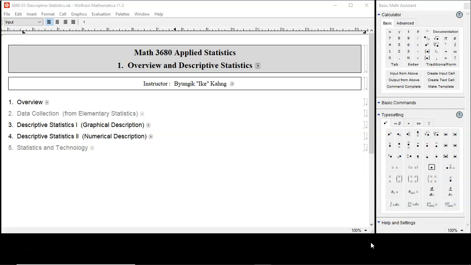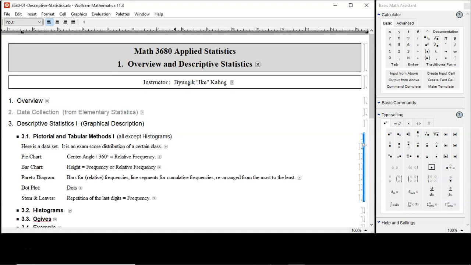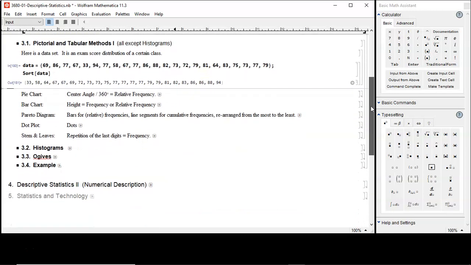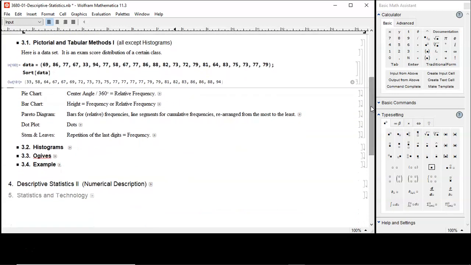Here we go. Let's begin section 3, Descriptive Statistics, part 1, Graphical Description. Let's begin with an example. Here's a score distribution of a certain class. I'm not going to reveal which class, which year. The lowest score is 33 and the highest is 94.